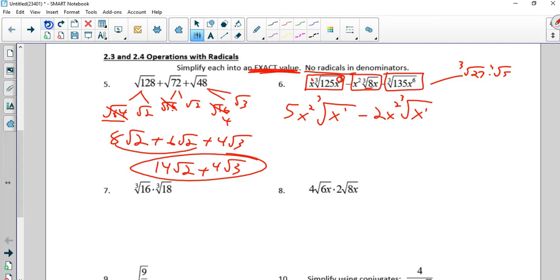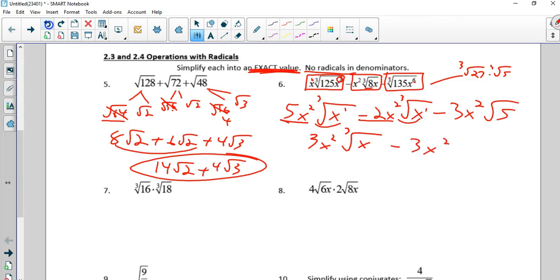Cube root of 27 is 3, so we're going to subtract 3. And 6 divided by 3 is 2, so x squared. And what's left on the inside? Radical 5. Well, notice these are the same. So I do 5x squared minus 2x squared, which gives me 3x squared times the cube root of x, minus 3x squared times the cube root of 5. Don't leave those little indices off.